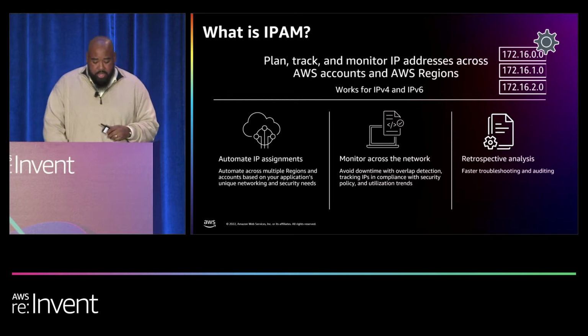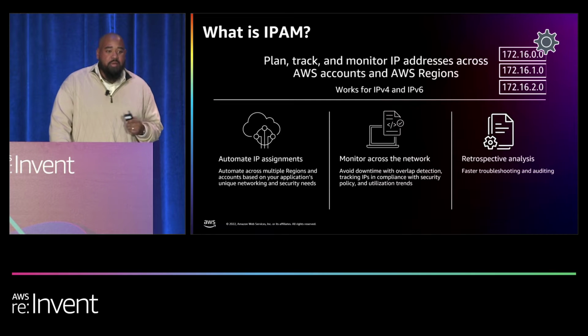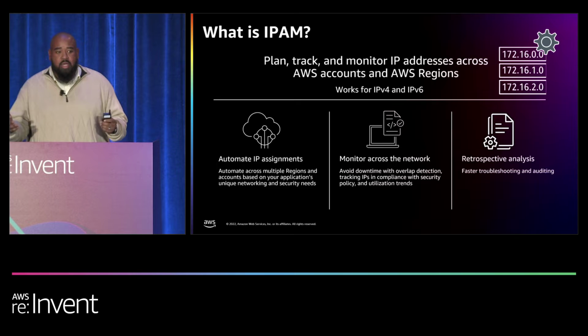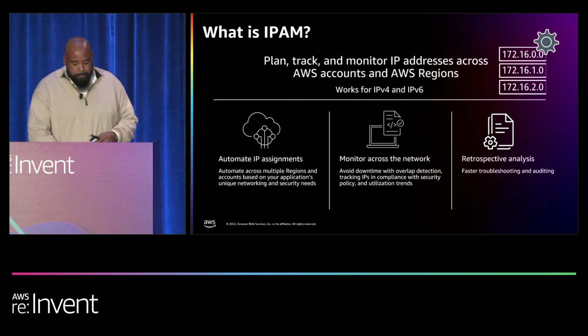Also, with IPAM, if you have a hybrid deployment, you could actually leverage IPAM for your own premises. You'll have to update those IP address blocks statically in IPAM, but once they're updated in IPAM, it will not allocate them to any of your VPC resources on AWS.